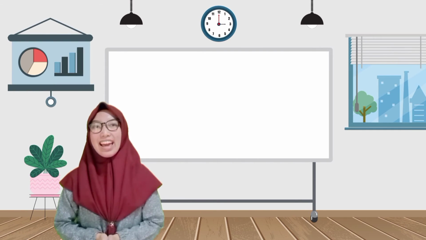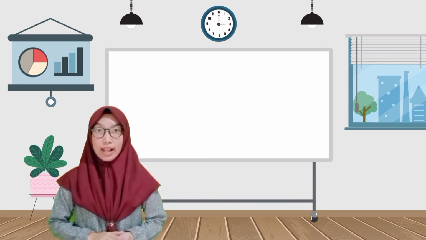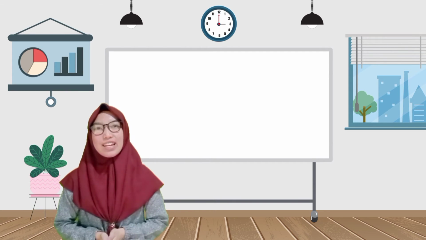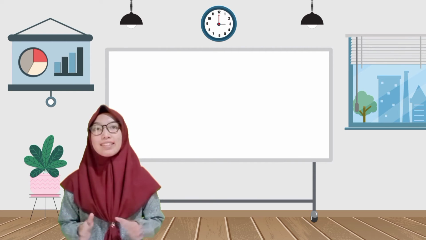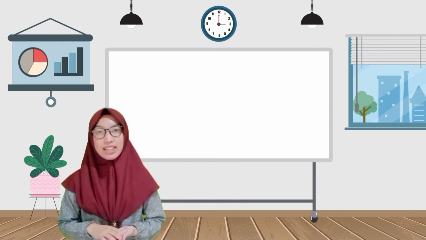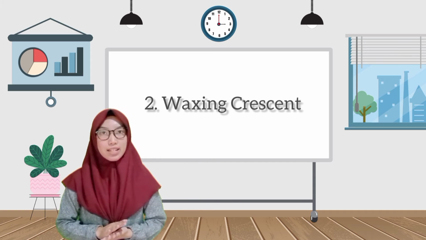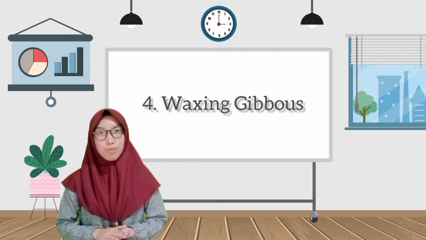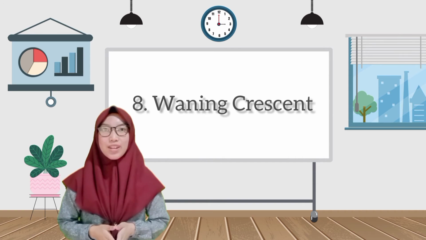At the beginning, I asked you about what phases of the moon you've seen at night. Well, actually, every month we can see different phases of the moon because the moon always revolves around the Earth. When the moon does this, not all parts get the sunlight every time. So that way we can see the different phases of the moon. There are 8 phases of the moon: new moon, waxing crescent, first quarter, waxing gibbous, full moon, waning gibbous, last quarter, and waning crescent.